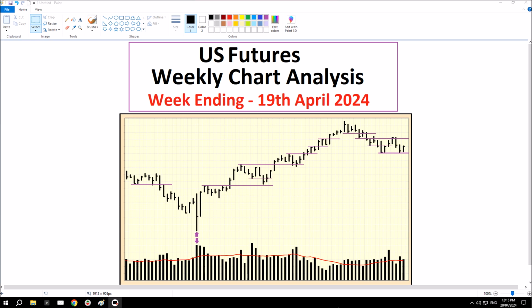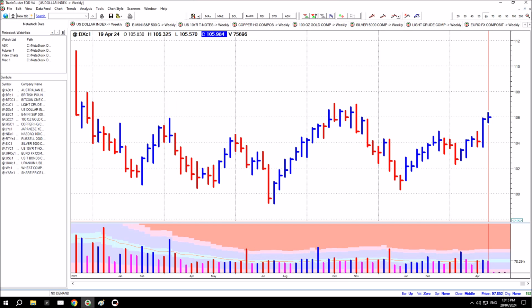This is the US Futures Weekly Chart Analysis for the week ending 19th of April 2024. First chart, as usual, is the US Dollar Index Futures. And you can see that price broke out last week above this 104 level, which has been the important level to watch for quite some time now.